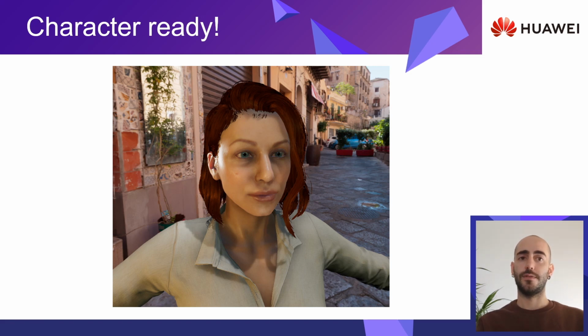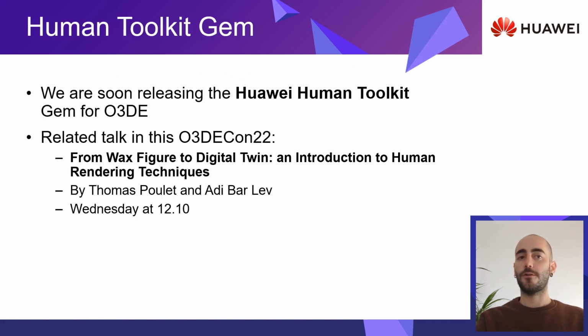So now we're done. Congratulations! We've just achieved pretty good looking visuals on our human avatar. Before closing the workshop, as promised, I would like to mention that we are soon releasing the Huawei Human Toolkit gem for O3D. This gem contains all the material types that we have showcased in this workshop with all the mentioned features implemented. So we are very excited to share it with the community.